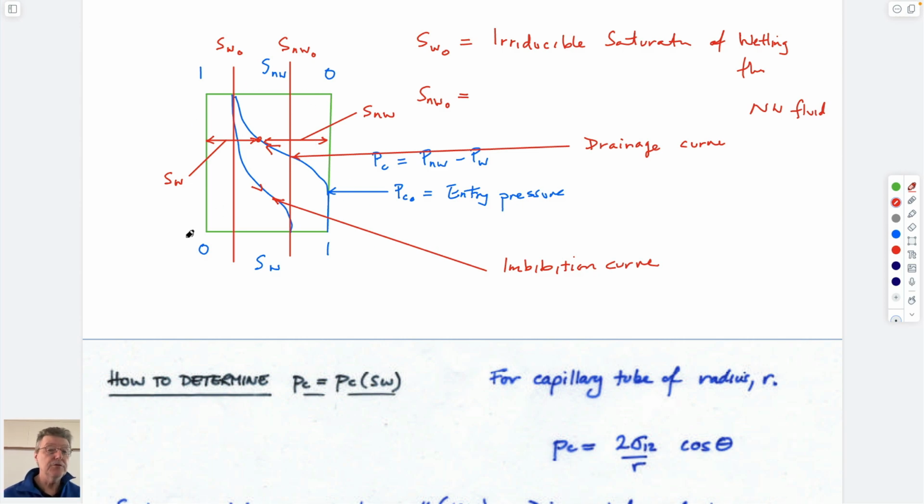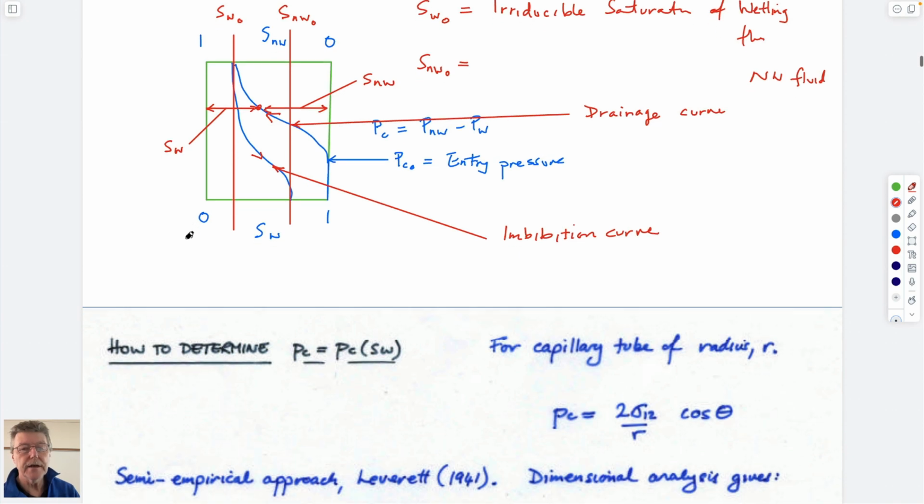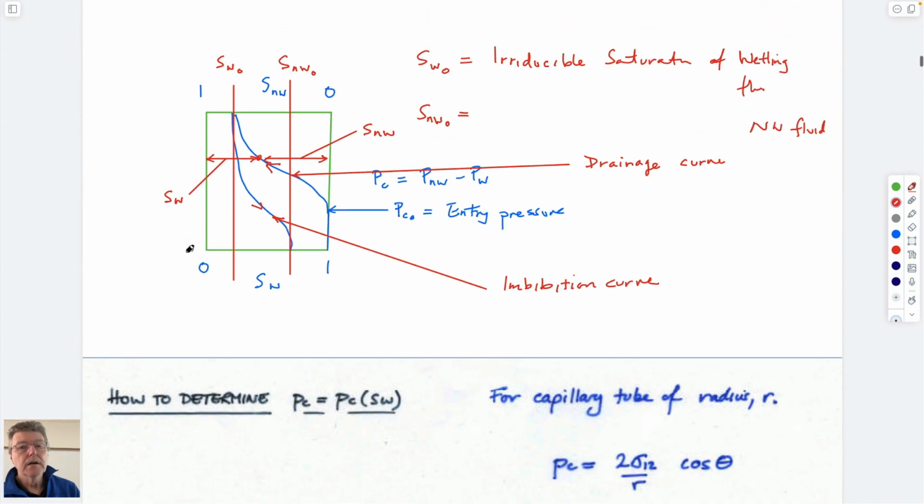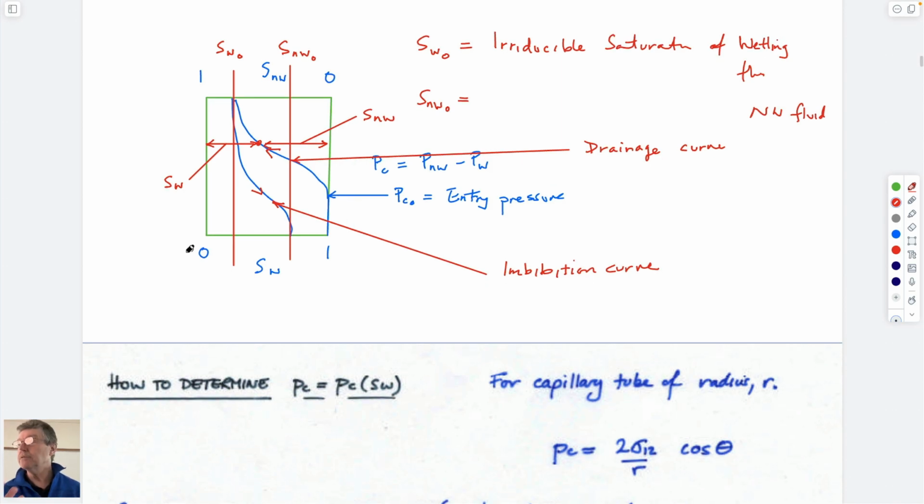So if you understand this figure and can define those particular points on it, then you have pretty much all you need for the first 3 weeks of this class. So that's an important figure, okay? So that's what a real porous medium would look like.